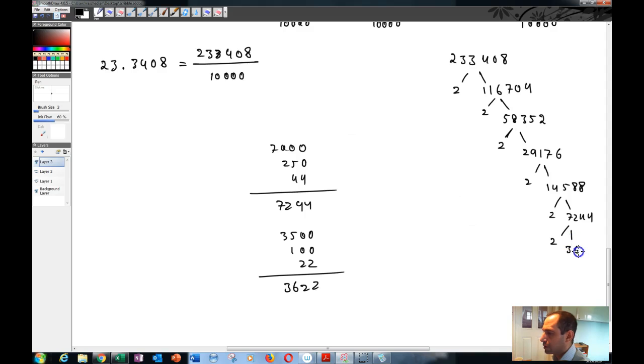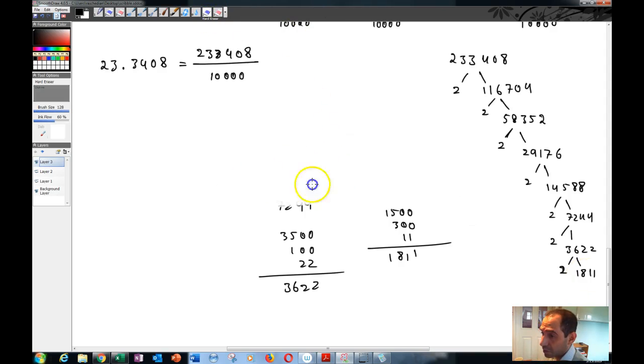2 times 3622, and then that's 1,500, 311. So 118. So 18. So that's again 2 times 1811, and 9 plus 2 is equal to 11. And I suppose it might be a prime number, or it might be divisible still by 11. I think this number is divisible by 11.